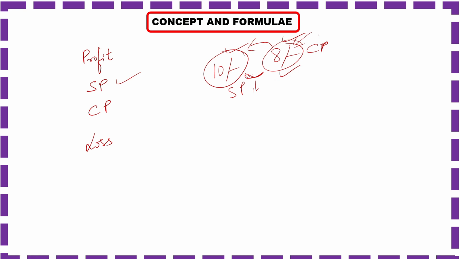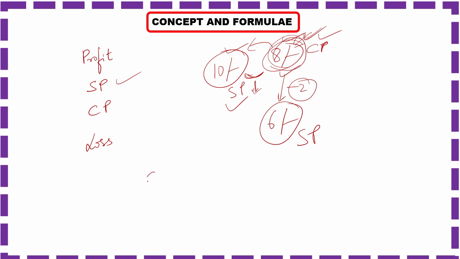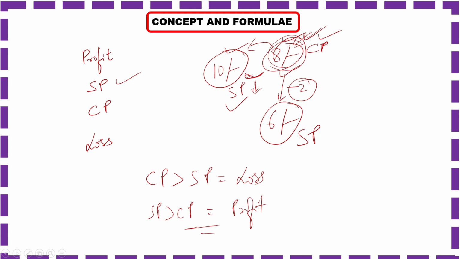So here if you observe, the cost price is less than the selling price. That's the reason why the shopkeeper got the profit. If he had sold this 8 rupee pen to you for 6 rupees, then he would have incurred a 2 rupee loss. Why? Because in this case the cost price is more than the selling price. So whenever the cost price is more than the selling price, we will get a loss, and whenever the selling price is more than the cost price, then we will get a profit. So we all are aware of these concepts.